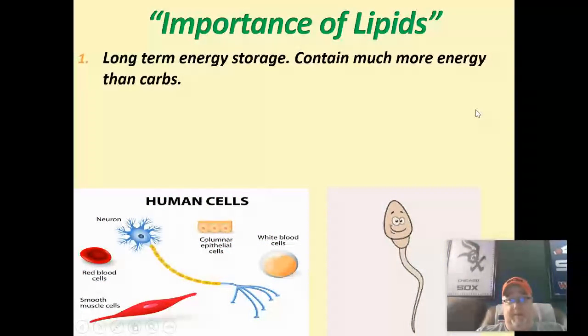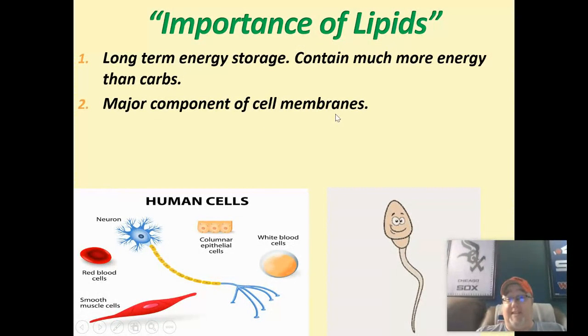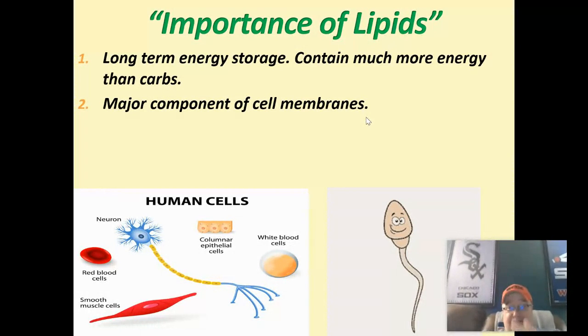Some of the more important roles of lipids. One of them is long-term energy storage. Fats and lipids have a lot more energy than sugars do. So these lipids can be stored for long periods of time, much more so than carbohydrates can. They're a major component of cell membranes. So think about your cells. Every cell in your body has a cell membrane around it, and it's actually made up of fats, of lipids. So if your cells need to be repaired or they're damaged or something, then you need fats to repair cells.